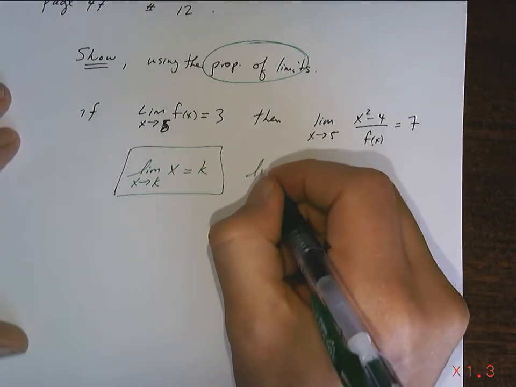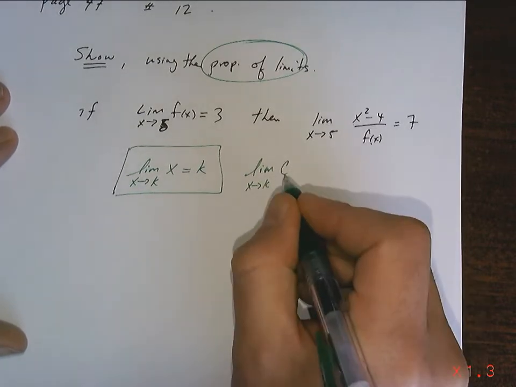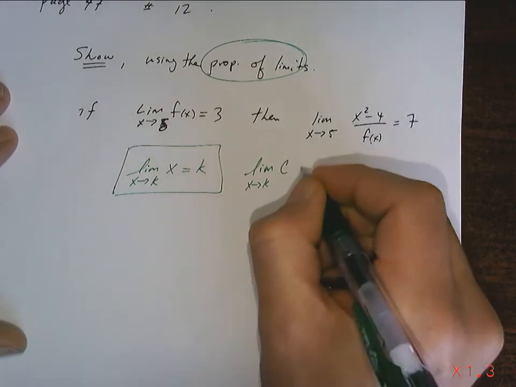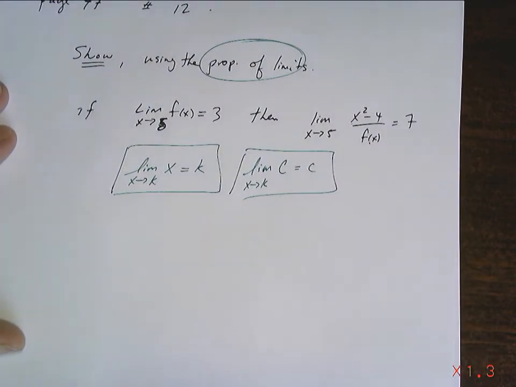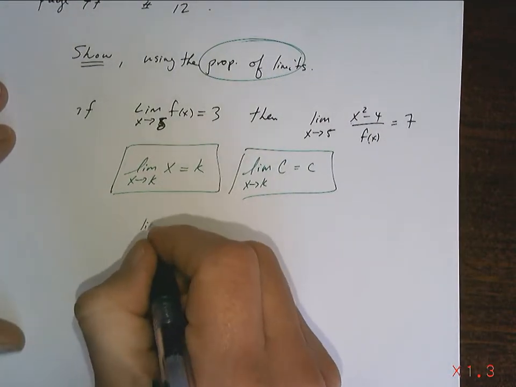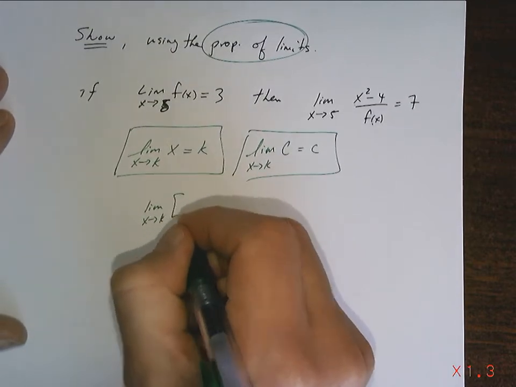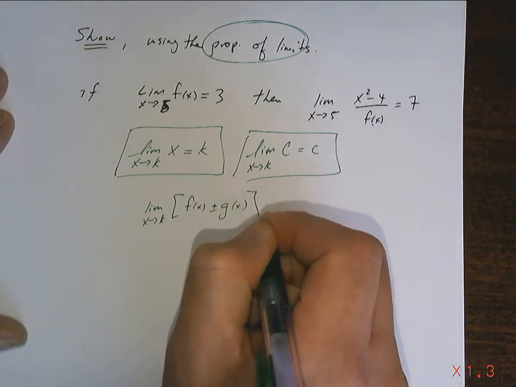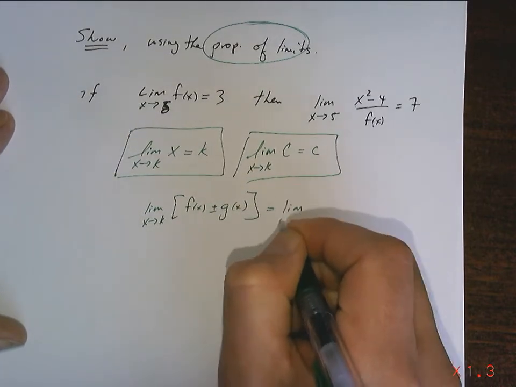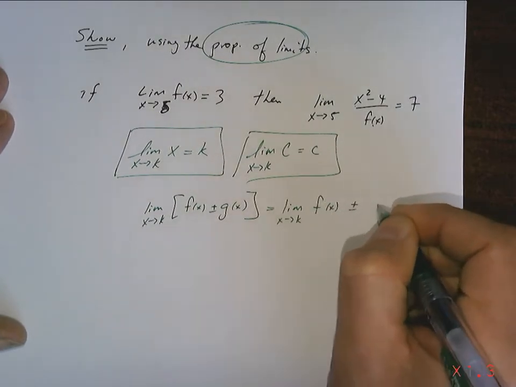The other property I'm going to be allowed to use is this one, that if I'm using a constant and x approaches k, that's only going to be a constant. That's one of the properties I'm going to be able to use. Another property is the limit as x approaches k of a sum or difference is equal to the sum or difference of the limits.